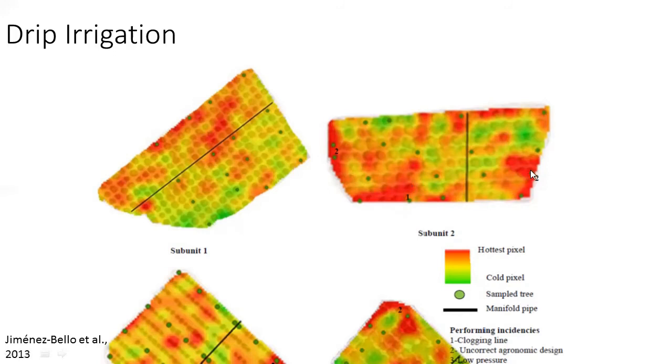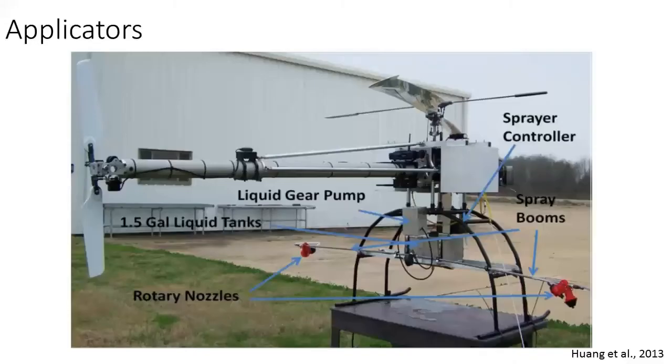In this case, with this number 2 here, one of the lateral lines that came out from this irrigation pipe wasn't long enough, and so these trees in this area weren't getting enough water. They were able to see that and then go in and correct the issue.